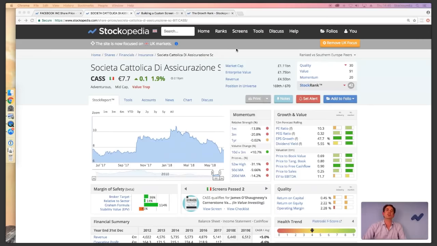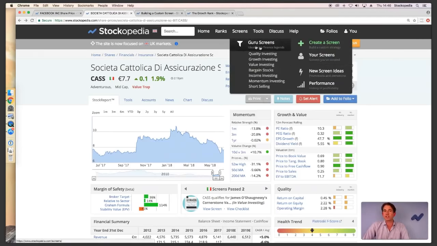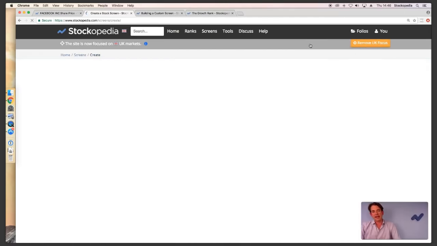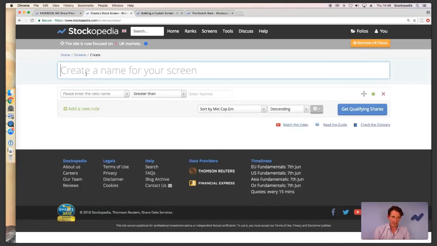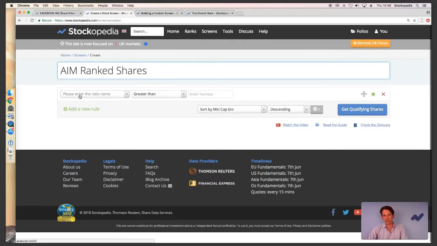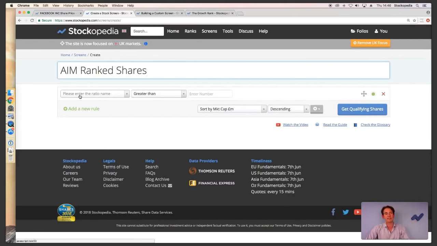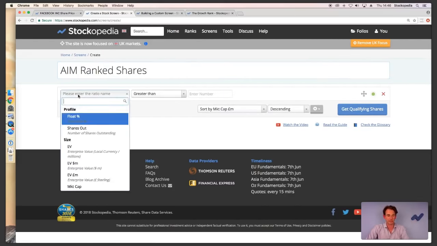Can I please show the top ranked AIM listed shares? Yes, of course. I would do this by going to the screener. So I go screens and I create a screen. And the AIM market, for anyone who's international, is the junior market on the London Stock Exchange. And there are certain tax benefits and inheritance tax benefits to investing on it.